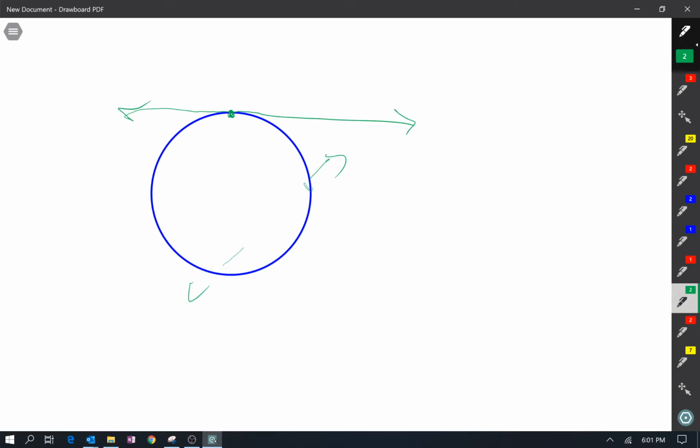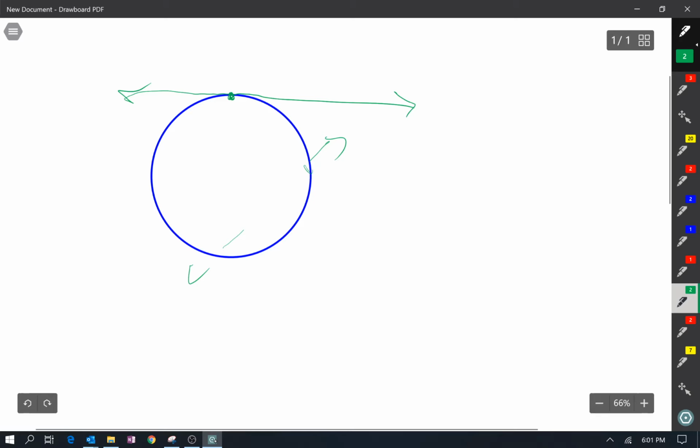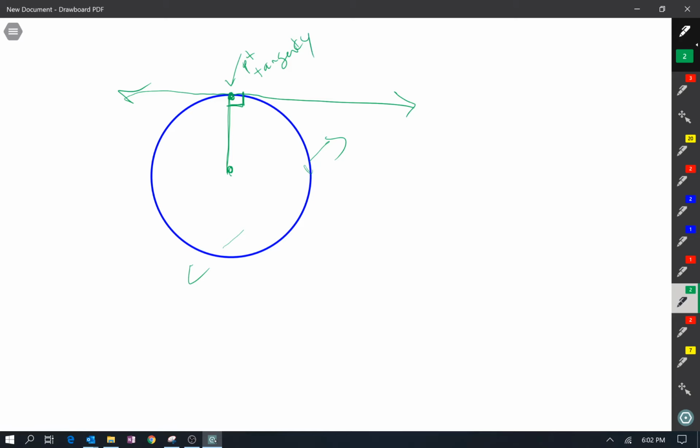Now, the important thing to know about tangents is this. Wherever it's tangent to a circle, it's always going to make a right angle with the center. The tangent is here. This is called the point of tangency. That point of tangency will always make a right angle from the center. In fact, it's the shortest distance from that circle to the middle of the circle, so it's a right angle. So tangents always touch the circle at a right angle to the center.